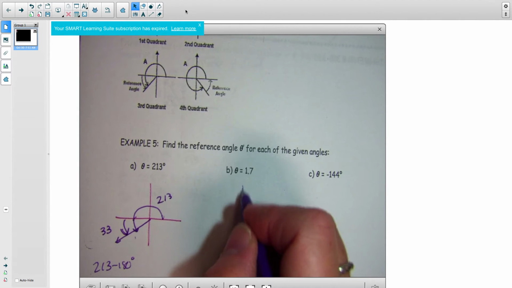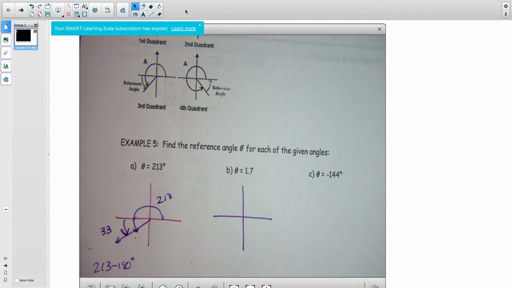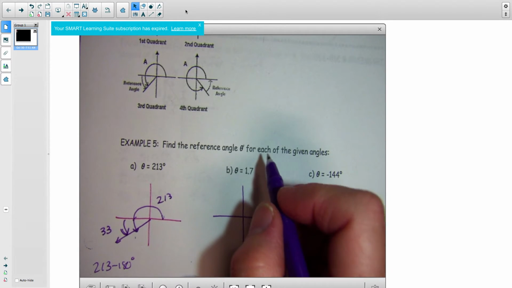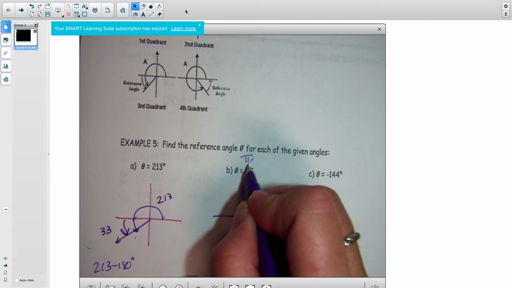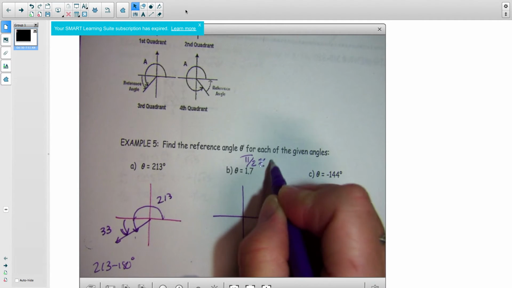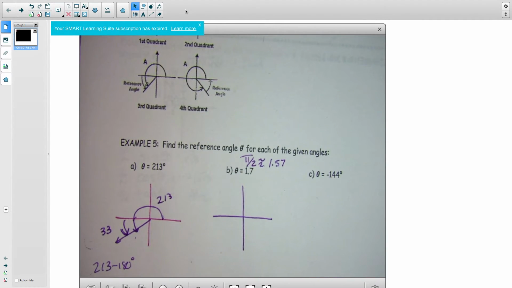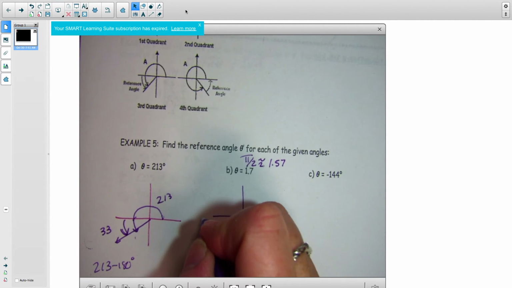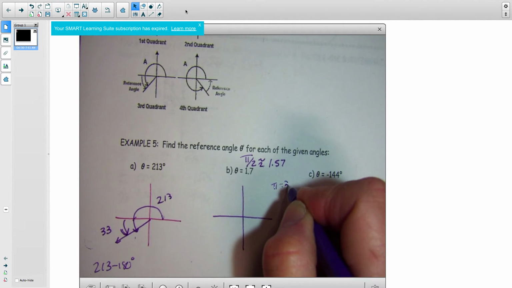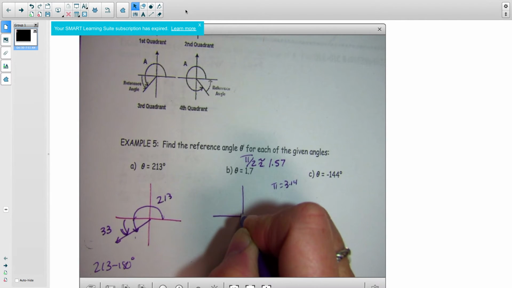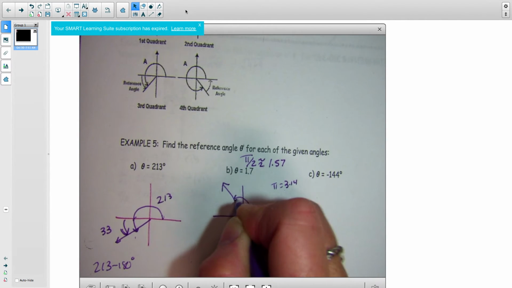Okay? 1.7, now that's in radians. We've got to figure out where 1.7 radians falls. You just change it to degrees. You could, but here's what I did. Pi over 2 is approximately 1.57 radians. So where does 1.7 radians fall? And then pi is 3.14. So 1.7 is going to be right here.